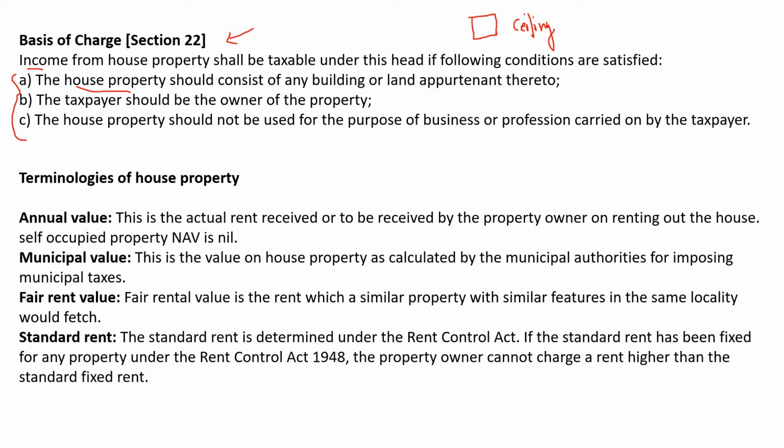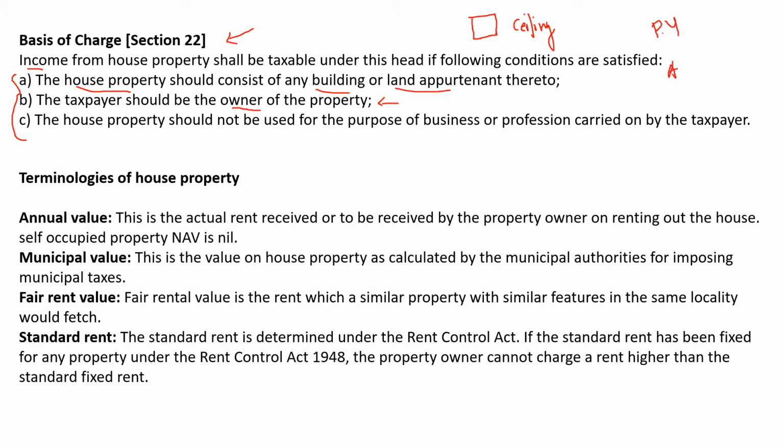This house property should consist of a building or land appurtenant thereto. That means it should be attached. The building should be attached with the land. Next, the taxpayer should be the owner of the property. He should be the owner of the property in the year in which he has earned the income. That means the previous year.